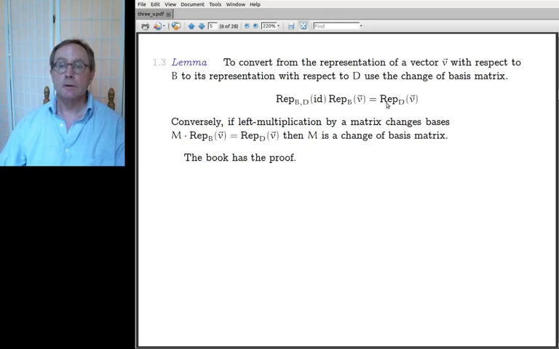So that gives me this. If you have a representation with respect to a basis B, and you want to convert it to a representation of the same vector with respect to a basis D, you want to left multiply by the matrix representing the identity map with respect to B comma D. Okay, and the converse works also. If you have a left multiplication by a matrix that changes bases, then M is a change of basis matrix. And the book has the proof.